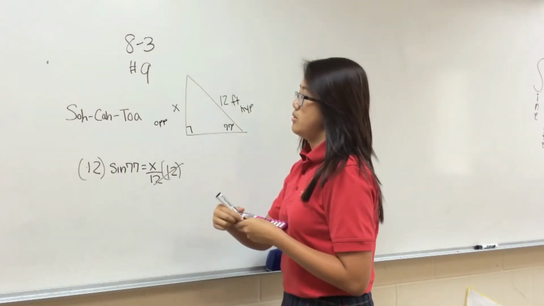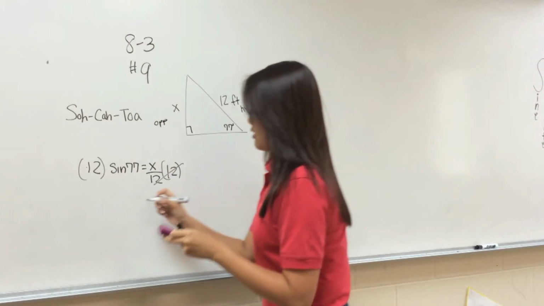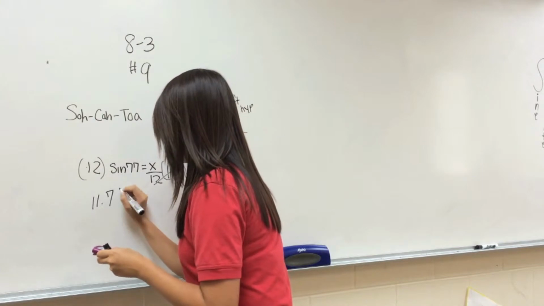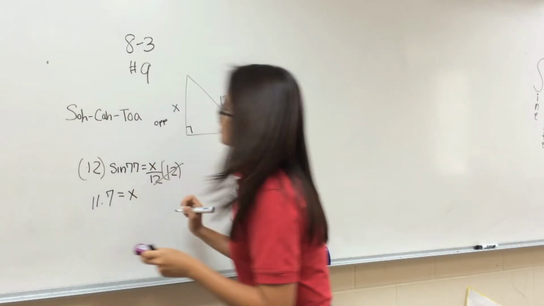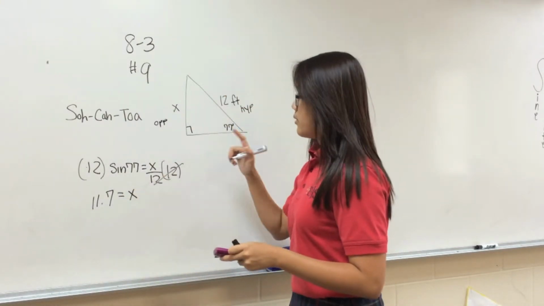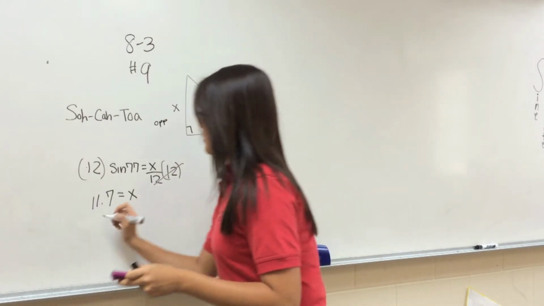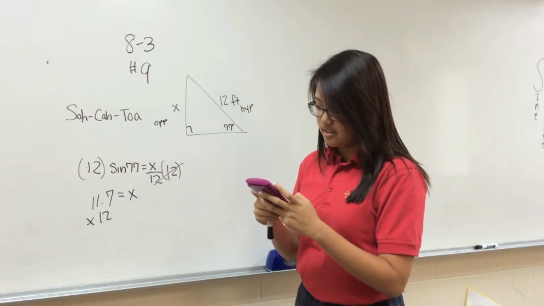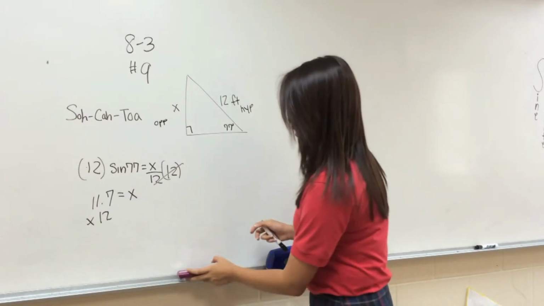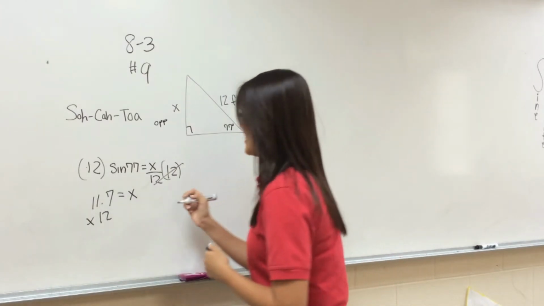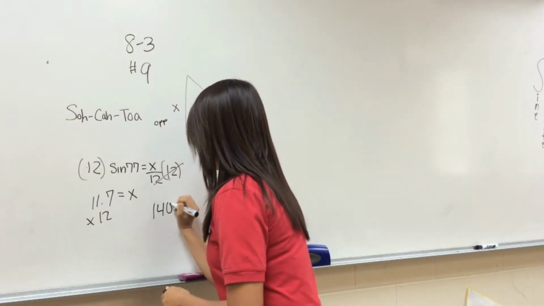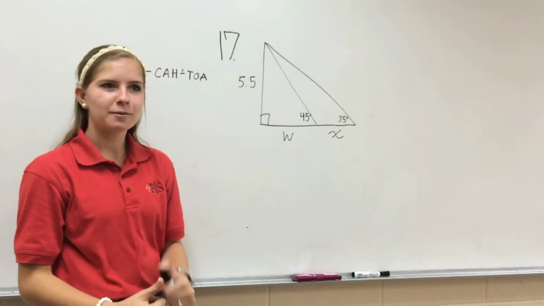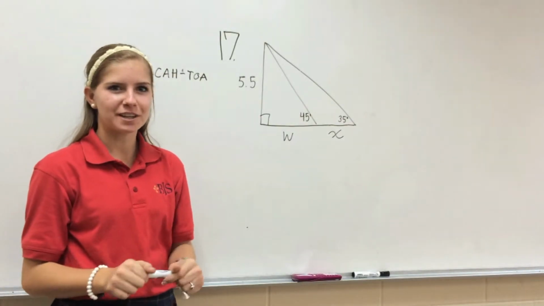And that should give you 11.7 equals X. And that's in feet, and so they want it in inches, so just multiply that by 12. And that should be 140 inches. And that's your answer. Now we're doing number 17 on our 8.3 homework.